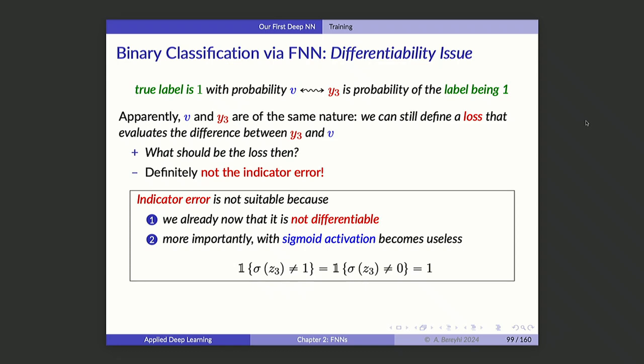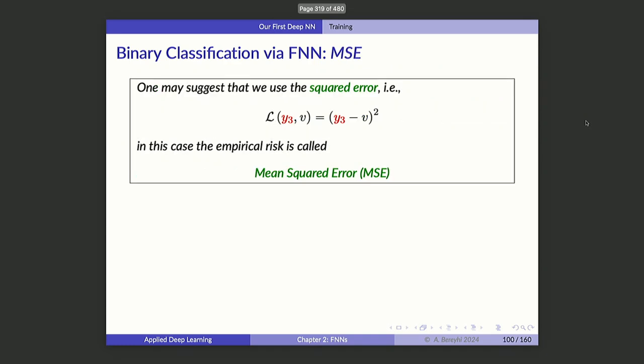It doesn't make sense to use it anymore, right? And on top of it, we just wanted to get rid of it in the first place because it is not possible to differentiate it. So now the question is that I have two probabilities. How can I compare them? Of course, you can come up with different ideas. A very simple idea is to just use the squared error, right? So you look at the output.